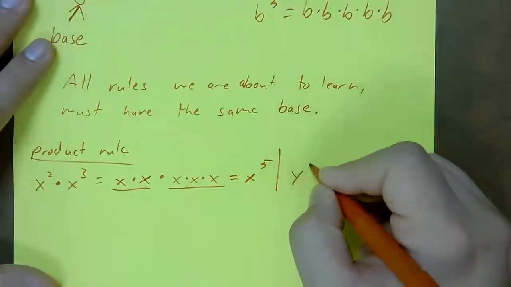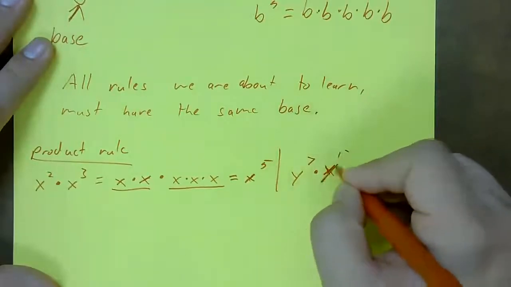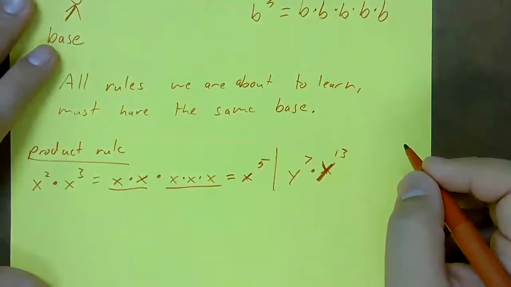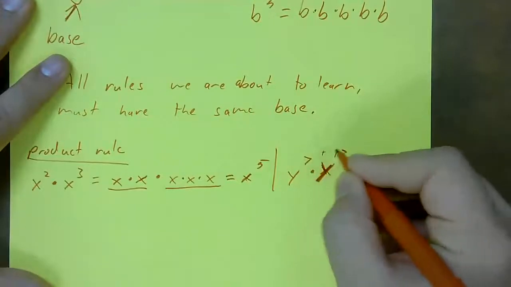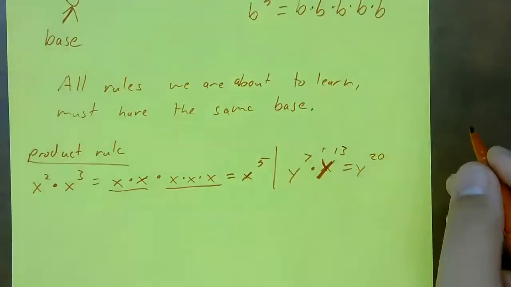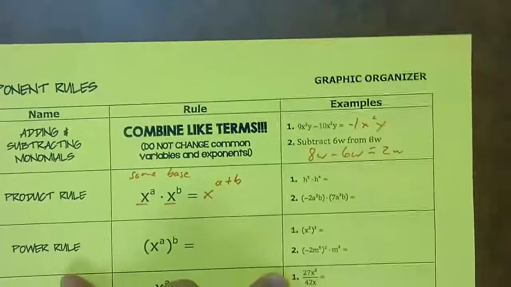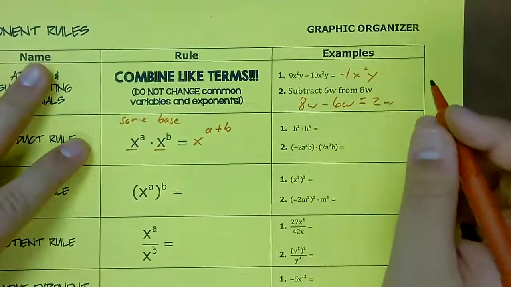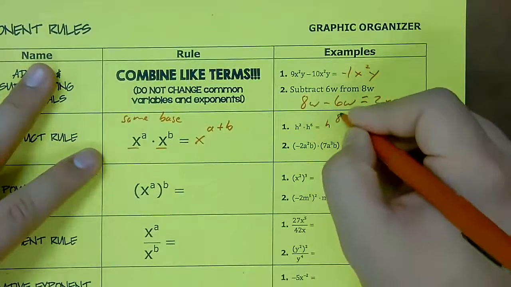Let's try another one. What is y to the 7th times y to the 13th? Y to the 20th. Y to 7 plus 13, that's y to the 20th. Okay. Let's go back to the other side. We have h squared times h to the 6th. What's h squared times h to the 6th? H to the 8th. We're adding the powers, h to the 8th.